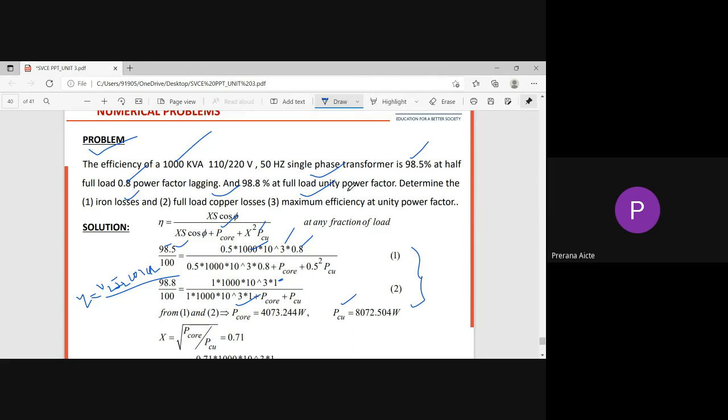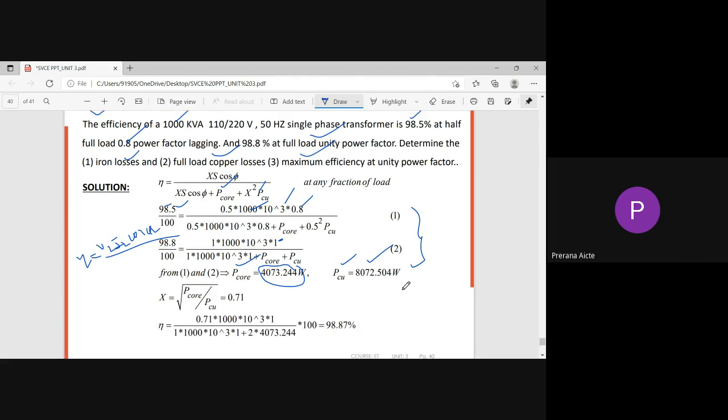So from that, first, determine the iron loss. When we solve these two equations, we are going to obtain it. This is the first answer. Next is the full load copper losses. What is the full load copper losses? PCU is the full load copper losses. When these two equations are solved, we can obtain full load copper losses and core losses. PCU is the full load copper losses, and P core is the iron losses.